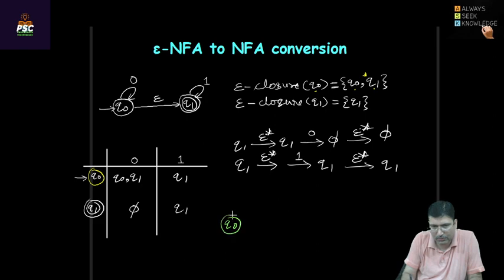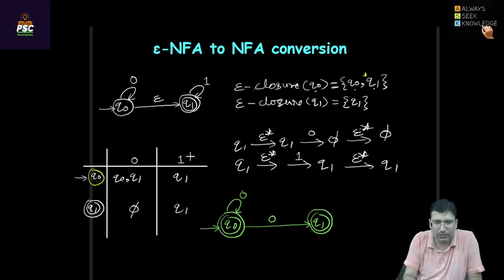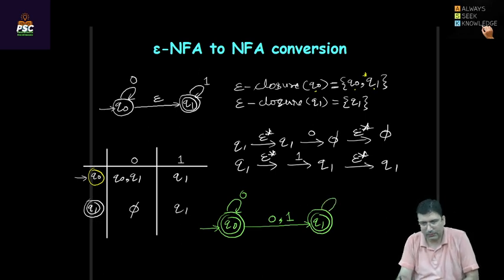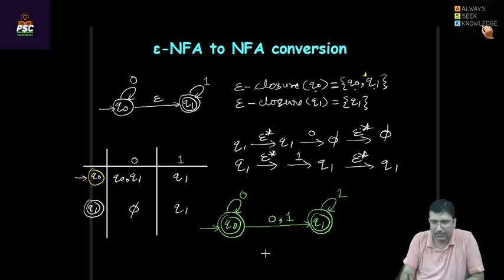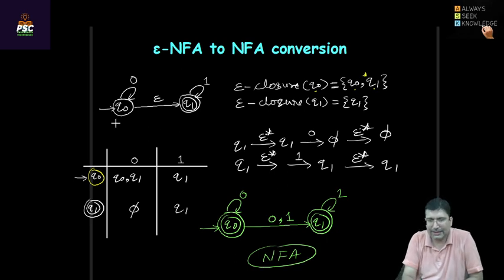So Q0 is also final now because in the Q0 closure there was Q1 and Q1 is the final state. So this will also be considered as final, right? Q1 was already final, so it is still final. For the transition you write for 0, there is a self loop and there is a transition from Q0 to Q1. For Q0, when 1 is coming, it is leading you to Q1. On Q1, there is no transition for 0, but there is a self loop for 1. So this is the final diagram. It is still an NFA, but this is an NFA, not the epsilon NFA. So these are the steps of conversion.